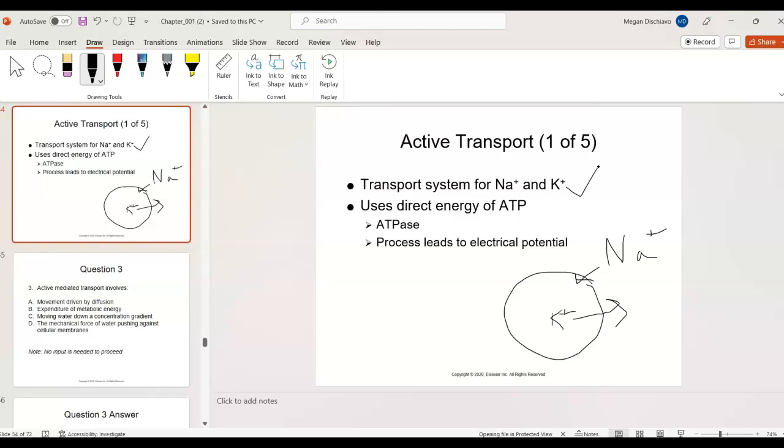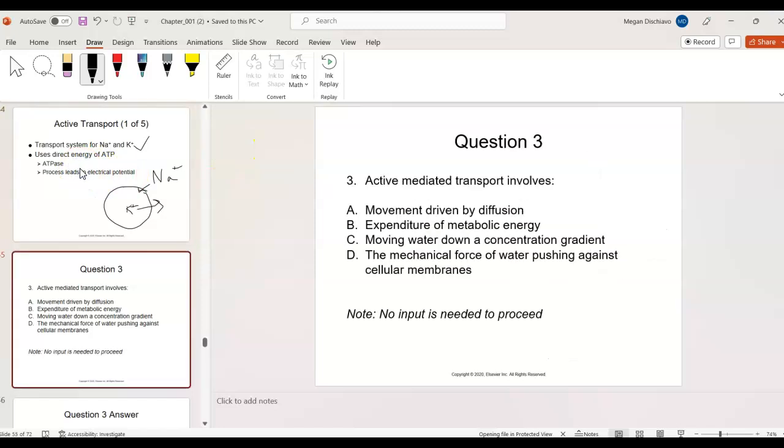I think that's good for now. It's actually way more complicated than that. So active transport, the sodium-potassium pump: when they sneak in and out of the cell, they get sent back where they should be. Let's review this. Think about what we've been talking about across the cell: movement driven by diffusion, energy expenditure, moving water. What did we talk about? Mechanical force of water. Active transport we've talked about is using ATP.